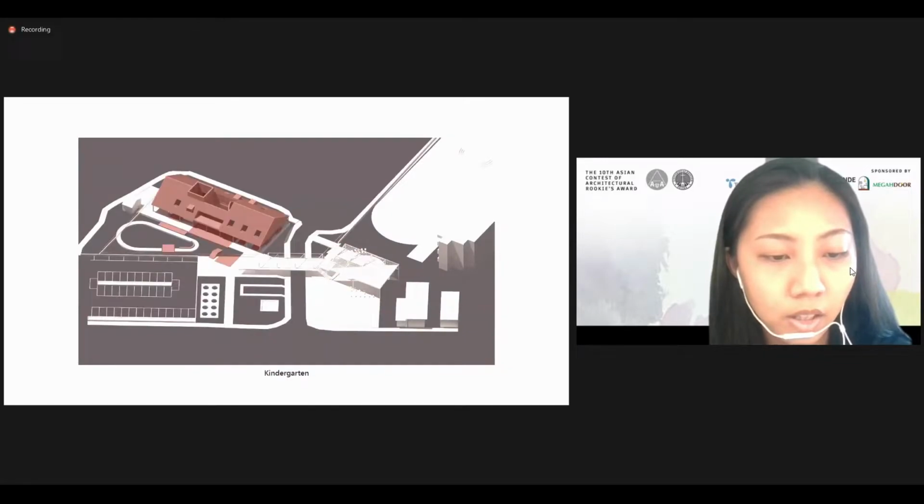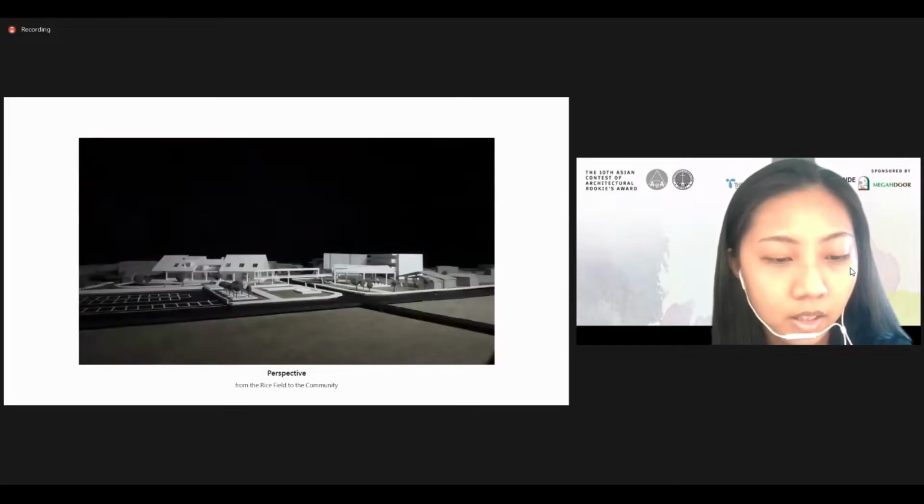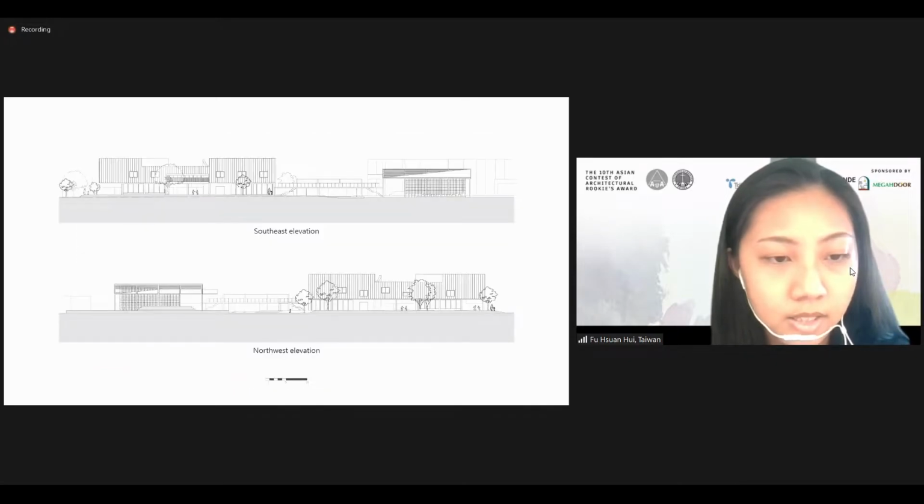Pavilion, kindergarten, and landscape design were required in this design assignment. I try to rethink the relationship between temple, school, community, and several neglected spaces. I propose to reinterpret the urban and rural landscape throughout the design process. Community can be entered through the trail on the right. These are facades facing the entrance and facing the community.